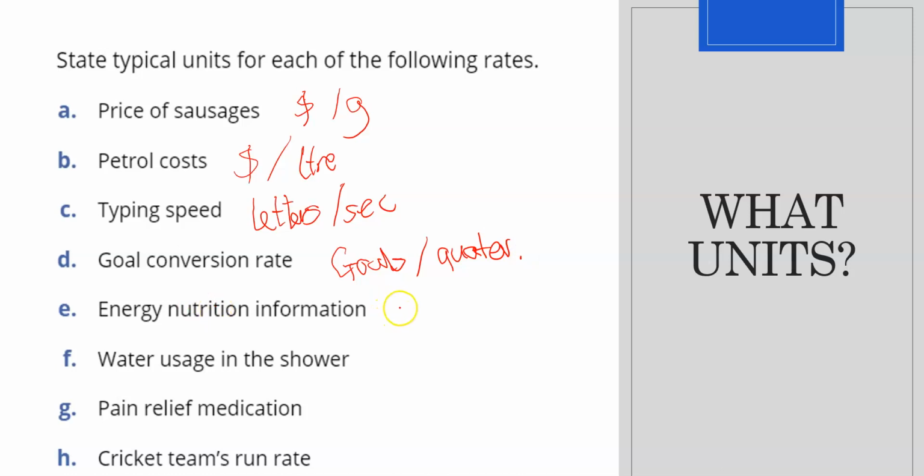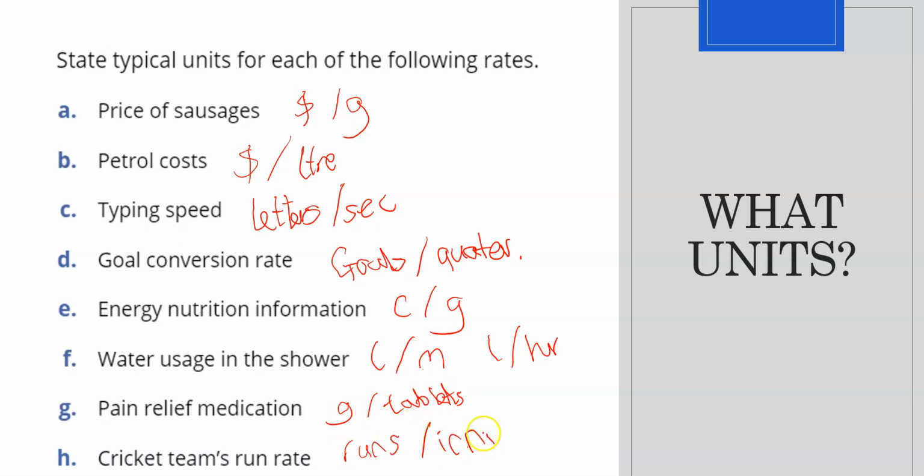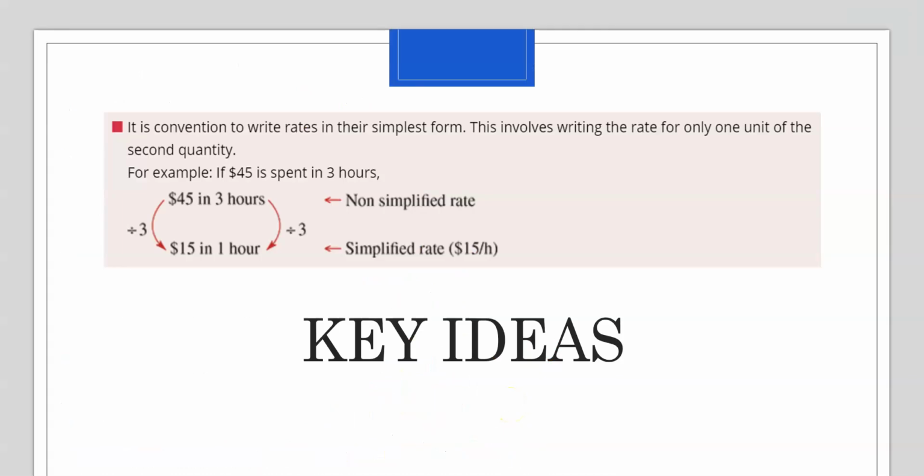Energy nutrition, so that's calories per gram. Water usage in the shower, litres per minute or litres per hour. It depends how long your shower is. Pain relief medication, that could be grams per tablet, okay, or grams per gram. Cricket teams' run rates, runs per innings. Pretty good. Off the top of my head, I think I did pretty well there, although my writing is terrible.